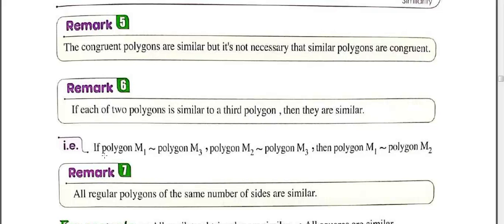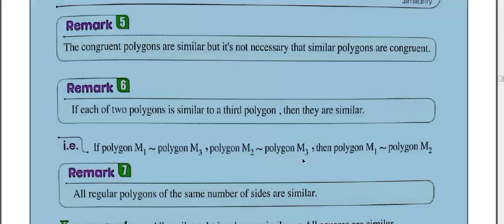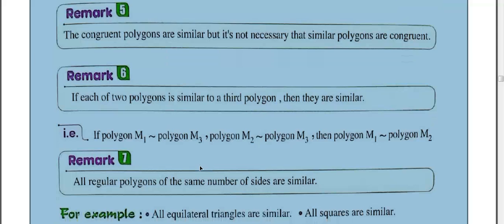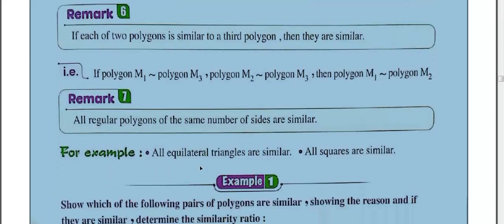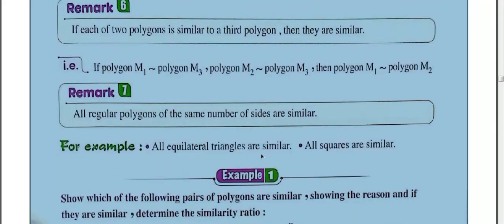That is, if polygon M1 is similar to polygon M3, and polygon M2 is similar to polygon M3, then polygon M1 is similar to polygon M2. Remark 7: all regular polygons with the same number of sides are similar, such as squares, hexagons, and equilateral triangles. All squares are similar.